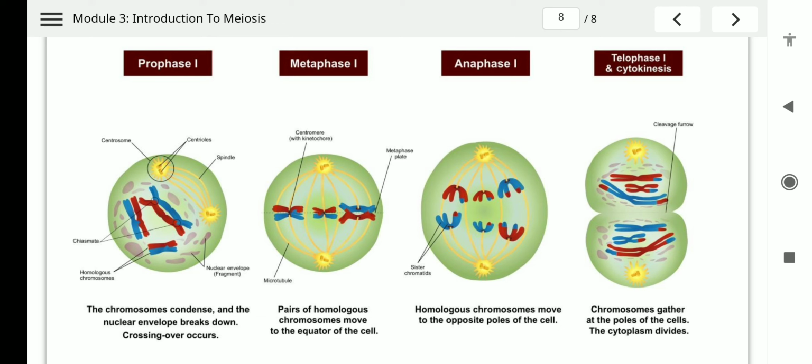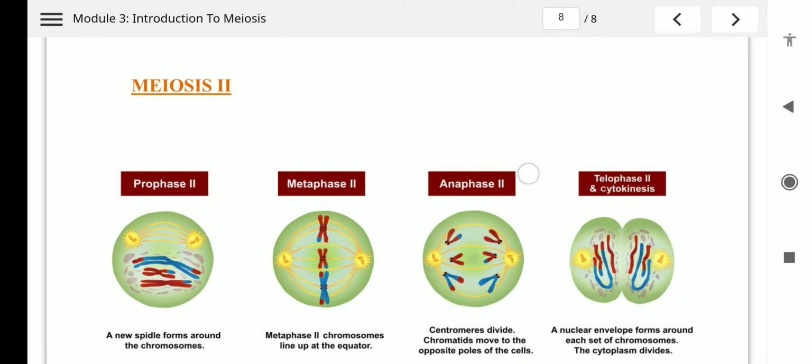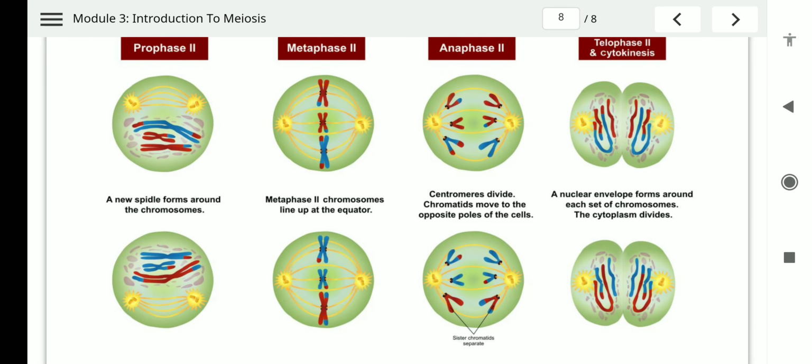Now, each of these 2 daughter cells goes for meiosis 2. So, in meiosis 2 you will see 2 daughter cells here, the first daughter cell and the second. In the first daughter cell, new spindle fibers form around the chromosomes; this is prophase 2. Then these arrange on the equator; that is metaphase 2. Then the centromere divides and chromatids move toward the opposite poles; this is anaphase 2. And at last the nuclear envelope forms around the set of chromosomes at each side.